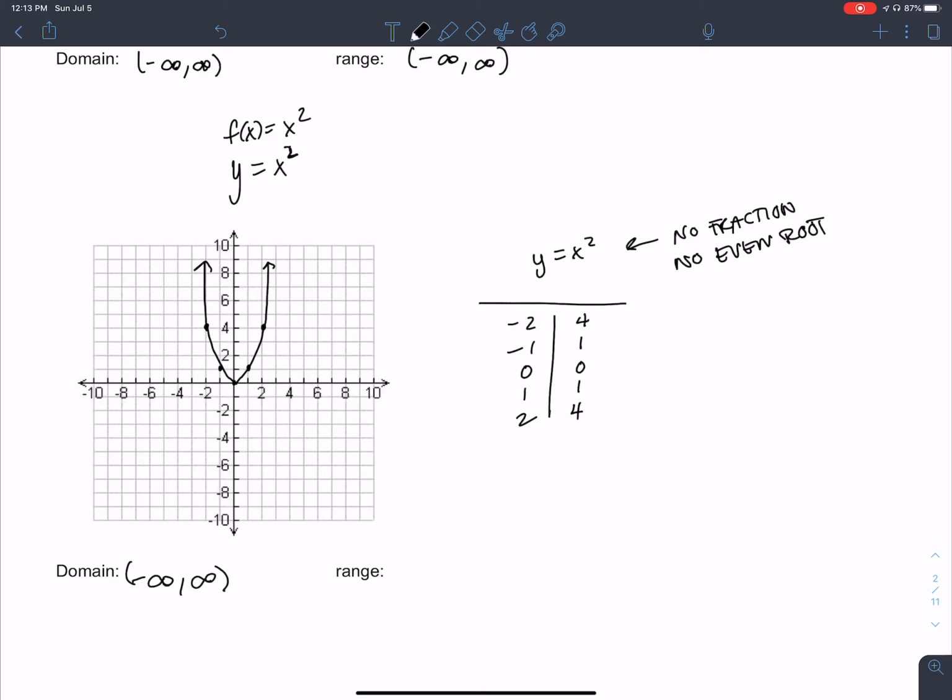Now my range. Remember, we look at where it tops out or bottoms out. So this one bottoms out. So it goes from 0 to infinity. That's important. So this is my parent function table.